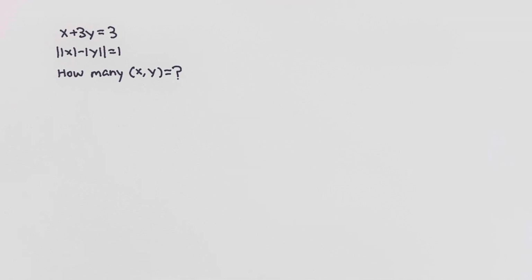This might seem like a complicated problem because we have nested absolute values, meaning that there are absolute values of two variables inside a larger absolute value. But we can do this by graphing the equations.